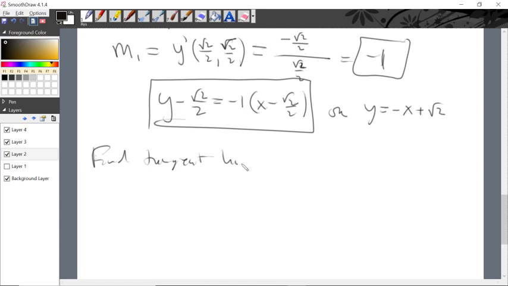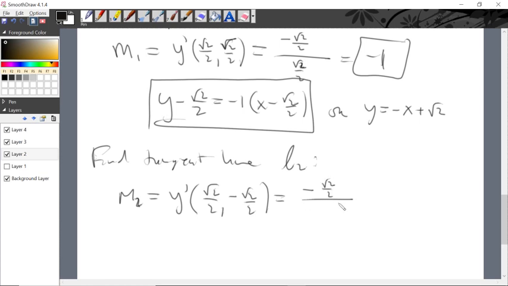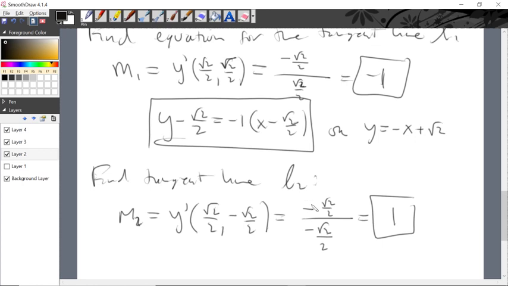So let's find the equation for the tangent line L2. So M2, say that's the slope of L2, is found by the formula for y prime, with the coordinates root 2 over 2, negative root 2 over 2. The formula was negative x, so negative root 2 over 2 divided by y. And the y coordinate now is negative root 2 over 2. And this just simplifies to 1. So the slope of that line is 1.